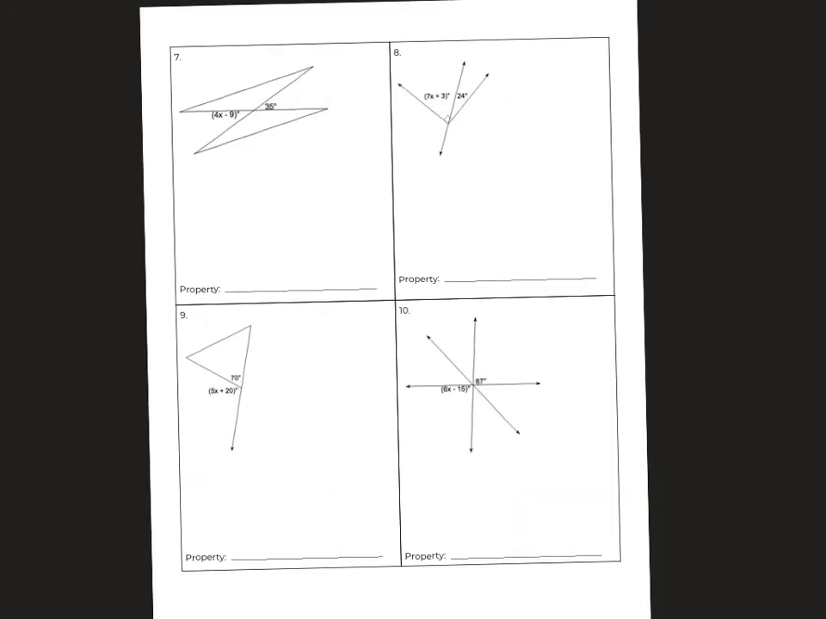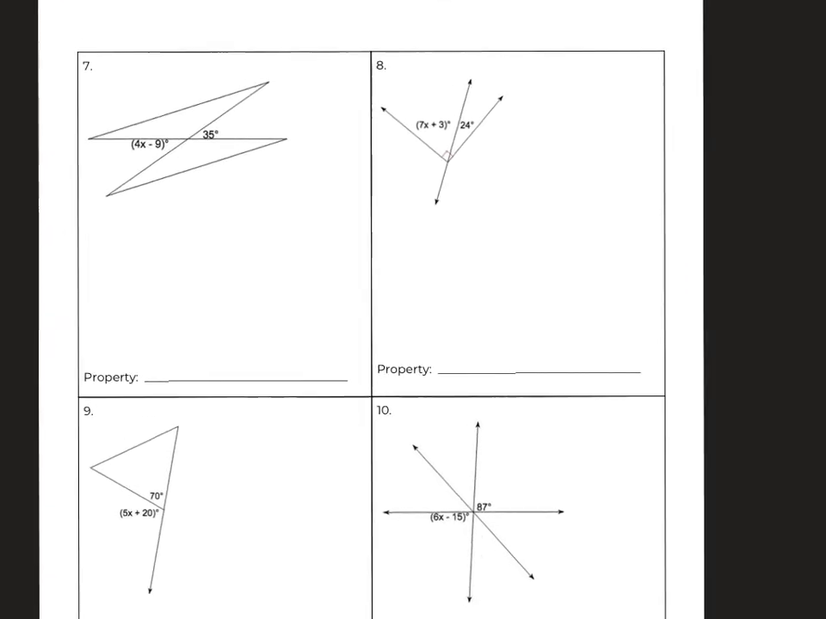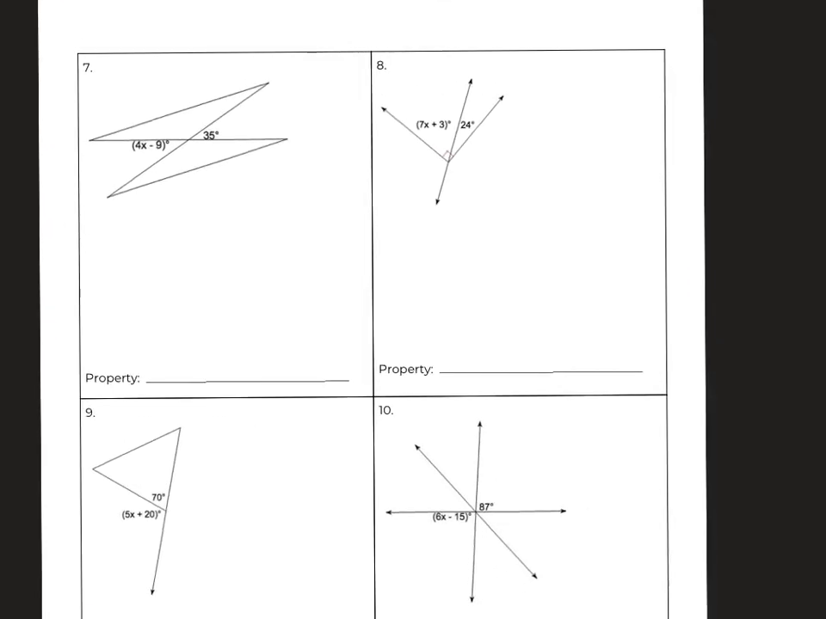Okay, I'm going to do one more here with you, and then I want you to pause and see if you can figure out the rest. So number 7, the angles are across from each other. They only share a vertex, not a side here. So that property or relationship is vertical angles. I'll just say vertical. And the important part of that is that they are congruent.